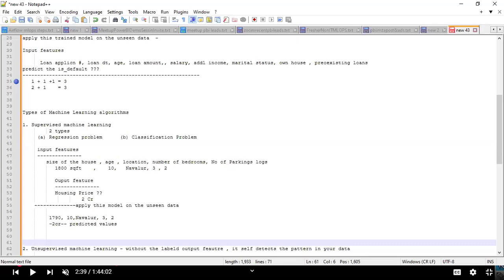We understood there are two types of problems. We solve them in general under supervised machine learning algorithms. One is the regression problem, the other one is the classification problem. In the case of a regression problem, we predict the numerical outcome variable. In the case of a classification problem, we predict the categorical outcome variable.